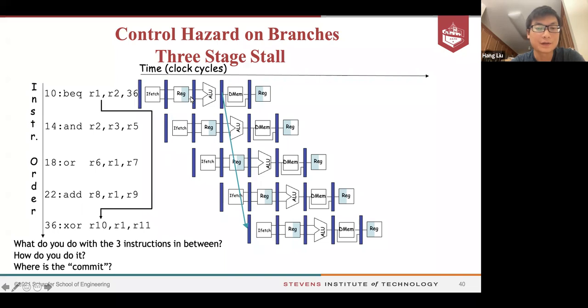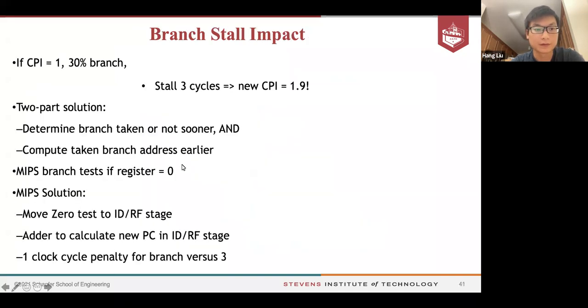The control hazards can happen quite a while. How do you deal with the 3 instructions in between, right? What do you commit? How to deal with it? So branch stall is a lot. For example, if CPI equals 1, and 30% of branches stall 3 cycles, your new CPI would be 1.9, because 1 plus 0.3 multiplied by 3, right? So 1.9. There are 2-part solutions. We determine branch taken or not taken sooner, and compute taken instruction addresses earlier.